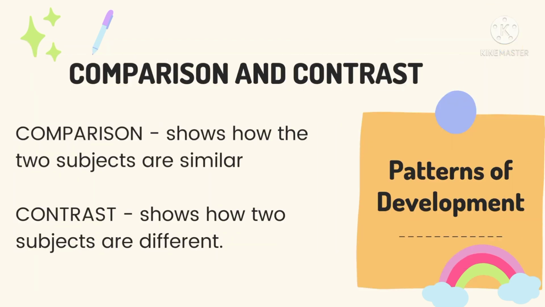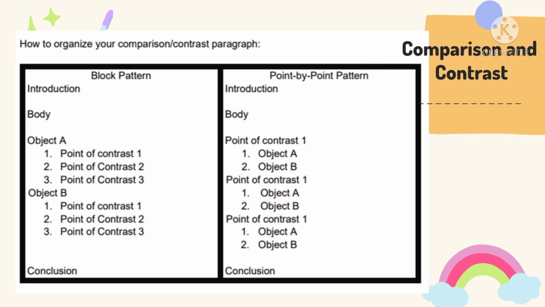The 6th pattern of development is known as comparison and contrast. When we say comparison, it shows how two subjects are similar. And when we say contrast, it shows how two subjects are different. People compare and contrast in both writing and life. Comparisons serve 2 purposes. First is to explain differences between subjects or to persuade readers that one subject is superior to others. Here is how you will organize your comparison-contrast paragraph.